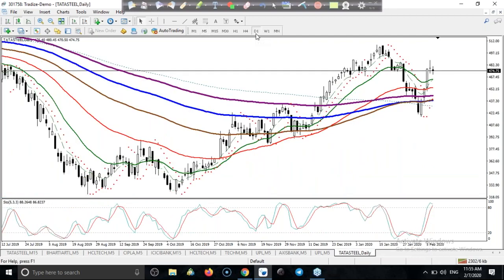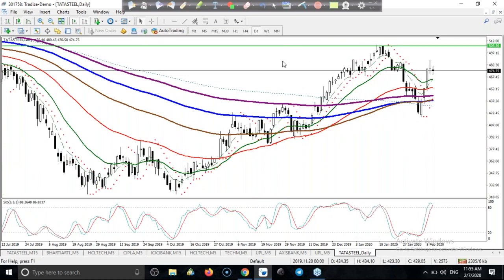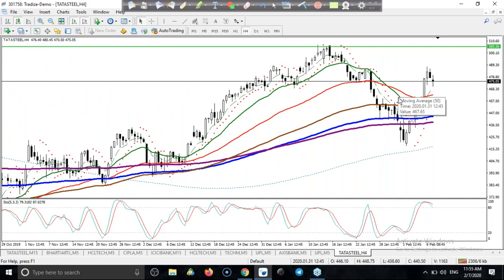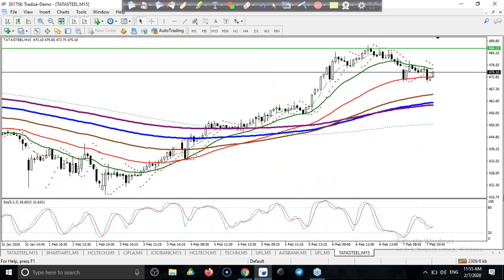Daily Tata Motors is running in an uptrend, and we have seen there is a resistance above. Now on H1 and H4, some pin bars are appearing. It doesn't matter. On H4 you can see price running in an uptrend, and somewhere the resistance is here.